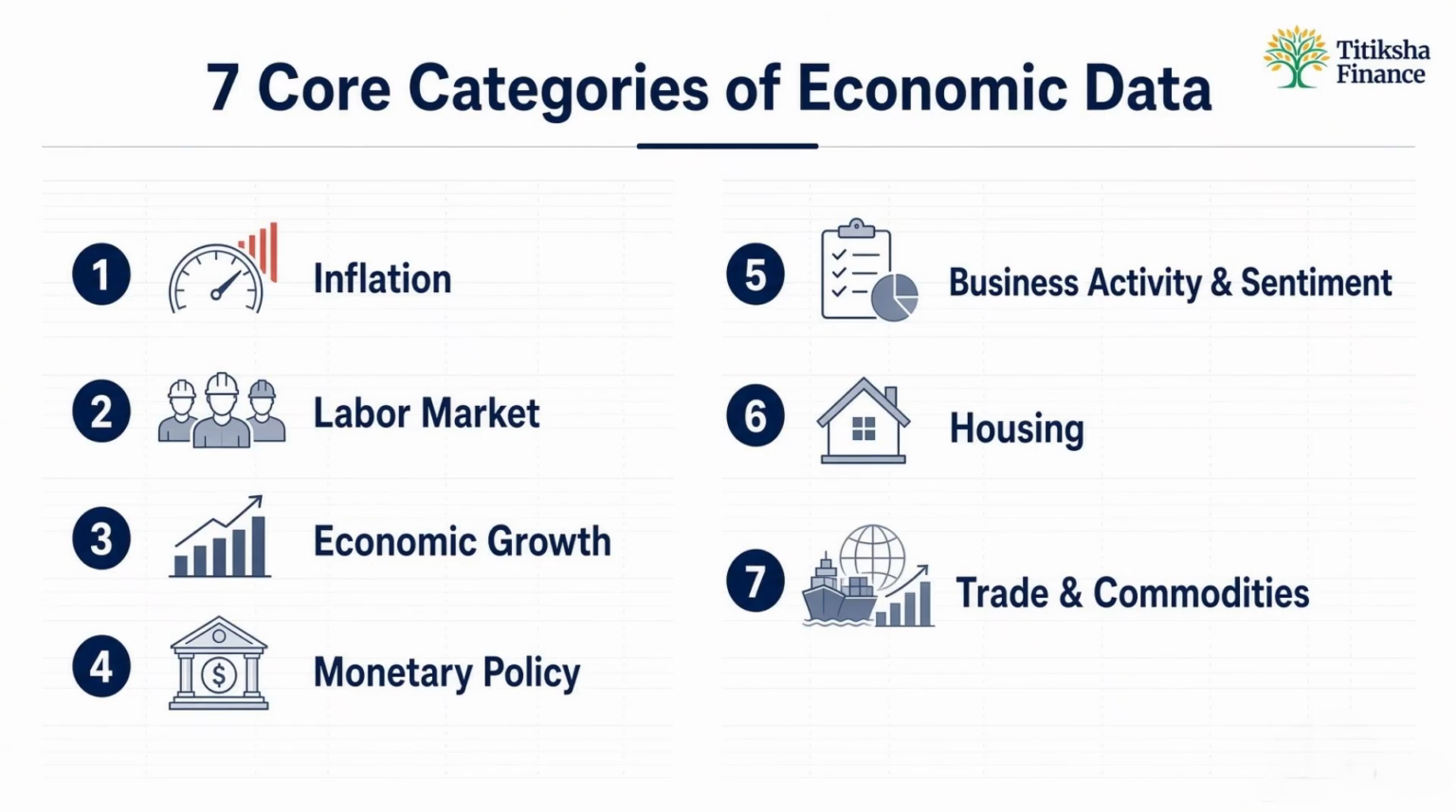To master macro market drivers, you need to understand these 7 core categories of economic data. First, track inflation and the labor market to gauge price pressures and employment. Next, follow economic growth and monetary policy to see central bank directions. Finally, keep an eye on business sentiment, housing and trade and commodities. Together, these pillars reveal where the economy stands and where markets are heading next.